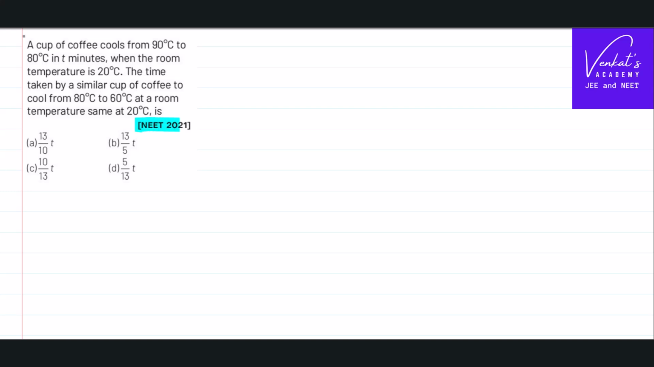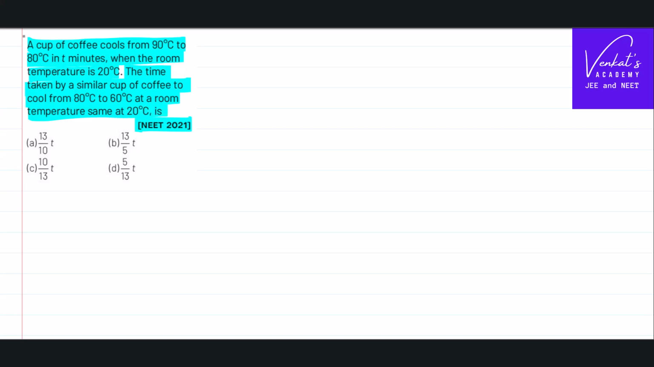This is a NEET 2021 question in mechanical thermal properties of solids. The problem is like this. A cup of coffee cools from 90 to 80 in T minutes when the room temperature is 20. What is the time taken by a similar cup of coffee to cool from 80 to 60 at the same room temperature of 20 degrees centigrade?